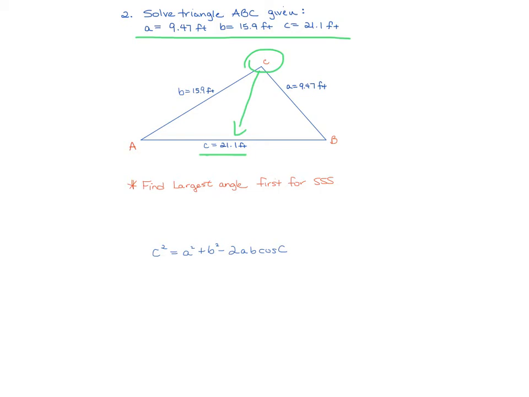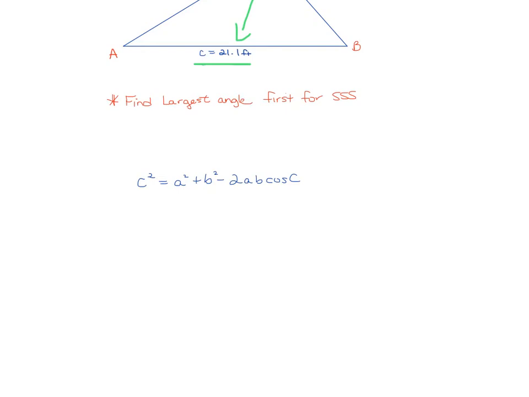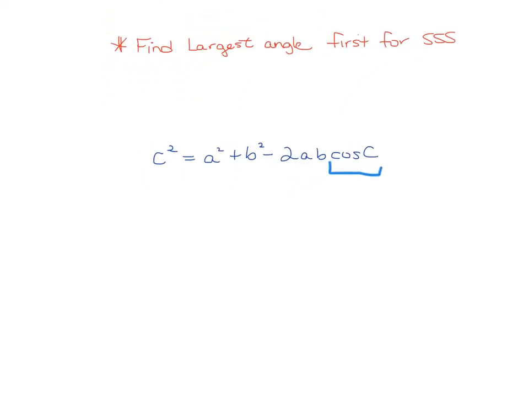Now, I could plug in my given information into this, but I could not do this continuously in my calculator because this is going to turn into a 2-step equation. So what I'm going to do is rearrange this first and solve for cosine C. It'll make my problem a little bit easier. So I want to isolate cosine C. So what I'm going to do is add 2AB cosine C to both sides because I want to make that positive.